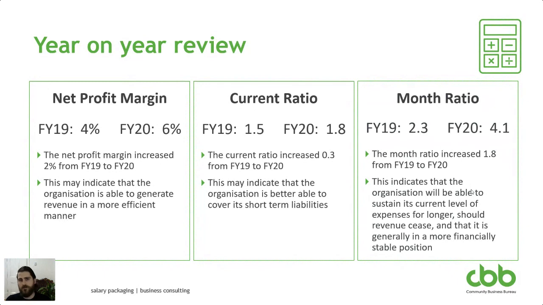So when looking at these three as an example, we can see that the organisation is operating in a more profitable manner in FY20 compared to FY19. It's more liquid and more easily able to cover its short-term liabilities, as evidenced through an increase in the current ratio, and is generally in a more financially stable position after holding more cash and increasing its month ratio by 1.8 months. So overall, that should tie in with your understanding of how the organisation has changed, and by all accounts, these would be positive results to look at on face value.